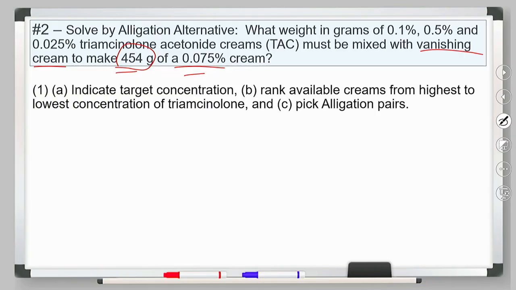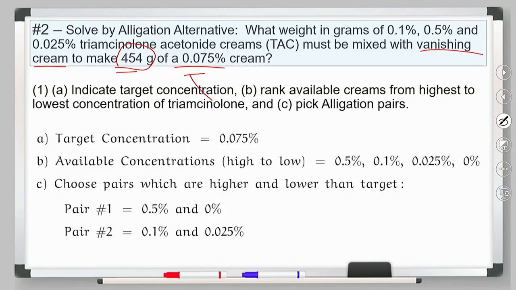Right? So what did we say the first step was? Is to be clear what our target concentration is, and then let's line up each of the concentrations in order from highest to lowest. All right? So remember, my target was this. So then we have to look at each of those concentrations, and I didn't give them to you in order, but if you go in order, the 0.5% is the highest concentration, then 0.1, then 0.025, and then, oh, wait, 0. Where'd the 0% come from? Which of those ingredients had 0%?